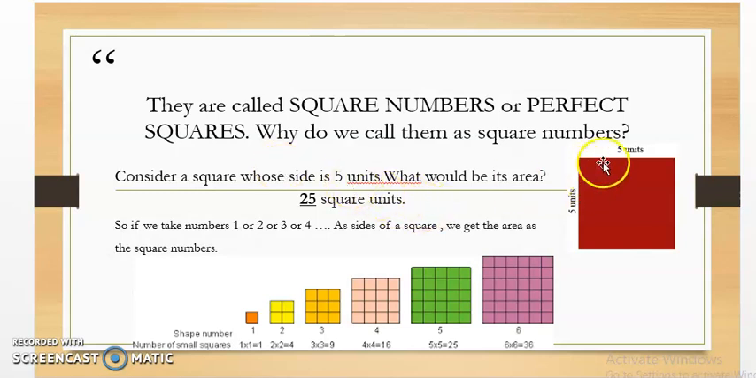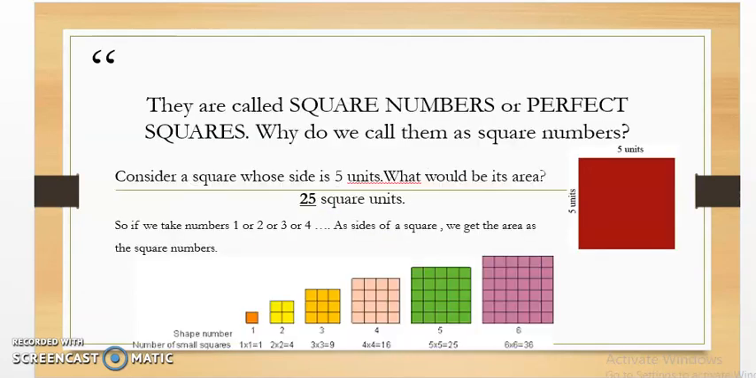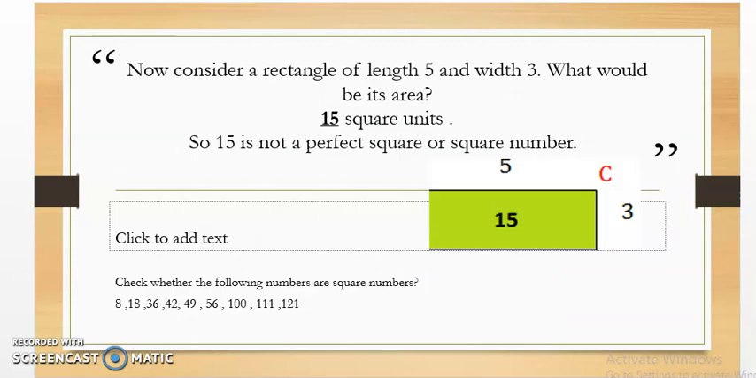So consider a square of length 5 units. Now its area would be 25 square units. So if we take the numbers 1, 2, 3 or 4 as the sides of a square, the area of such squares will be 1, 4, 9, 16, 25, 36, just like we saw. So that is why we call them square numbers. These numbers form areas of squares.